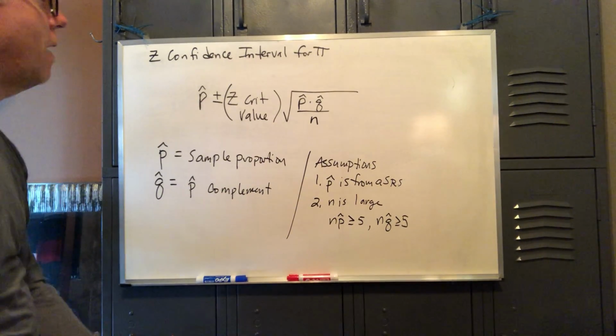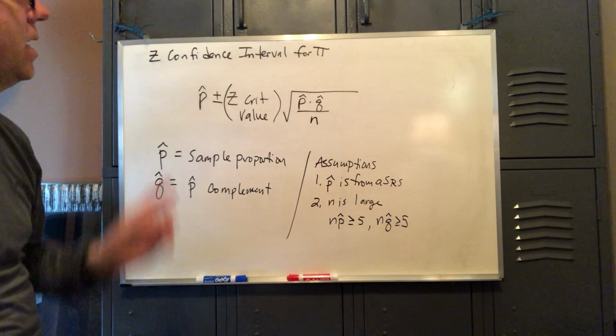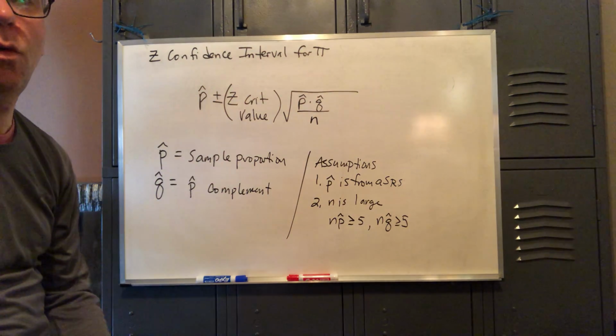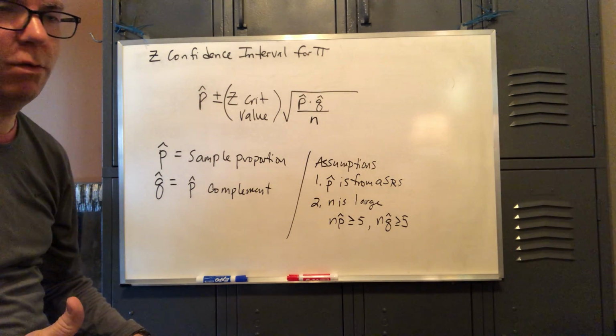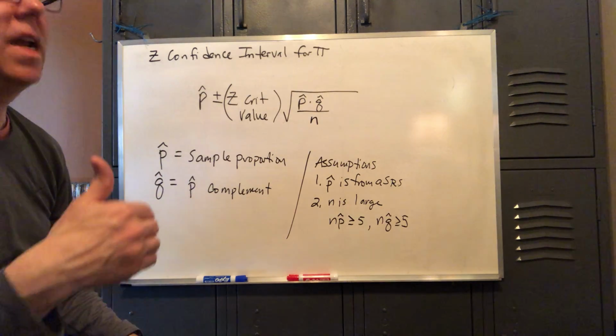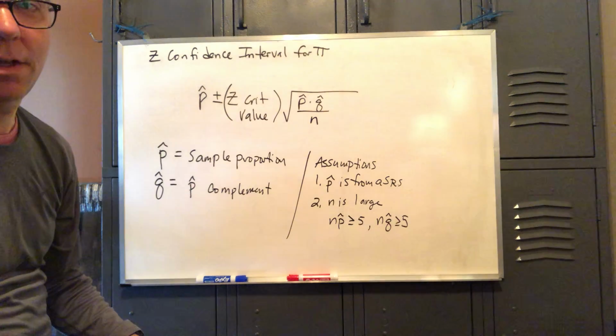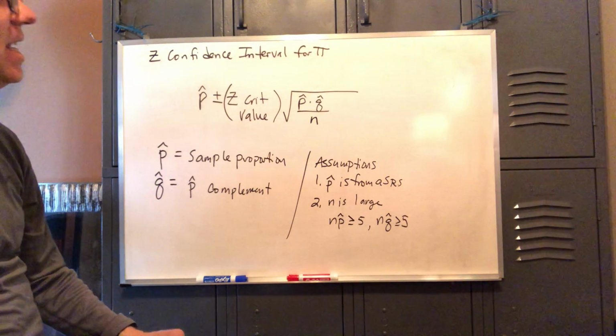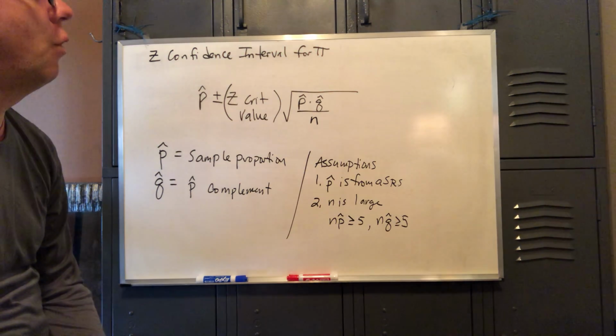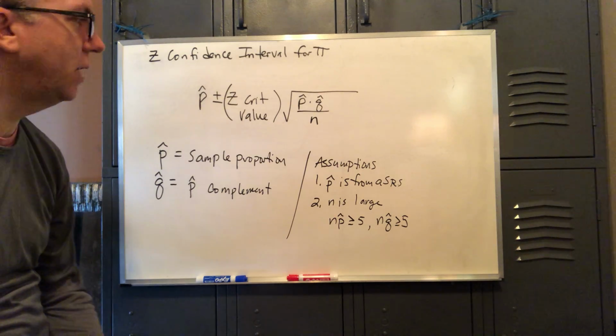Our last type of confidence interval we're going to learn about is the z confidence interval for pi. So we did a z confidence interval for mu when sigma was known. We did a t confidence interval for mu when sigma wasn't known. And now we're going to do a, back to z, confidence interval for pi. So pi is the population proportion.